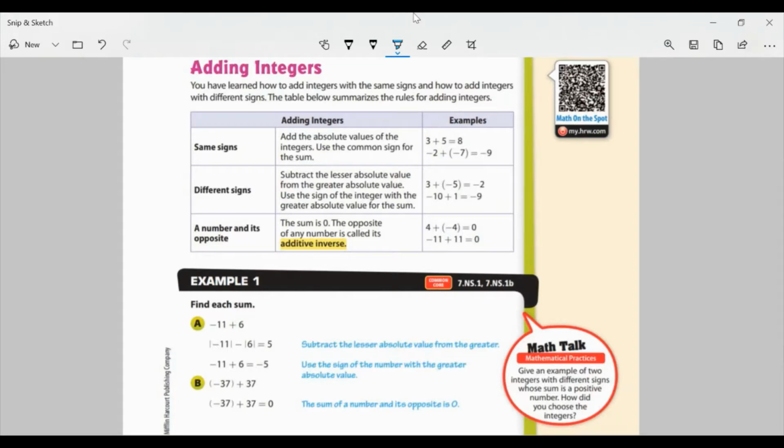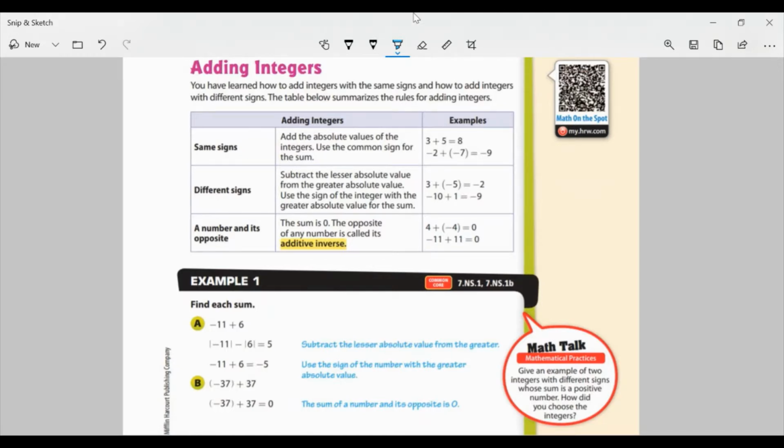All right, welcome back, everybody. So we're picking up on lesson 1.2. It's the second part of adding integers with different signs. Now we have a little table here that summarizes the rules for adding integers.